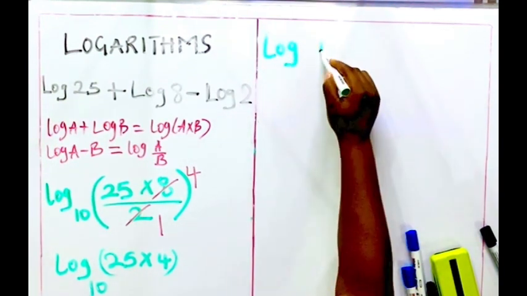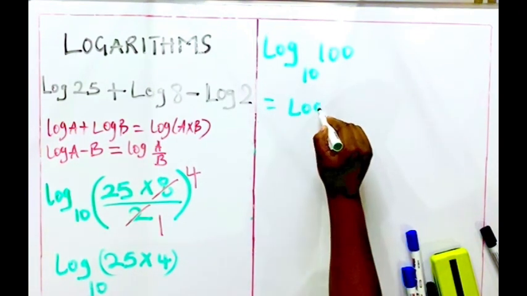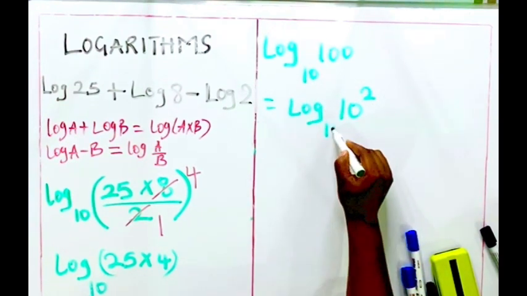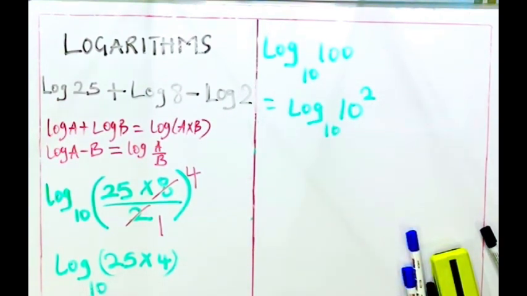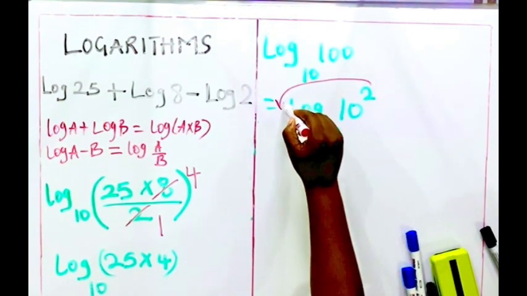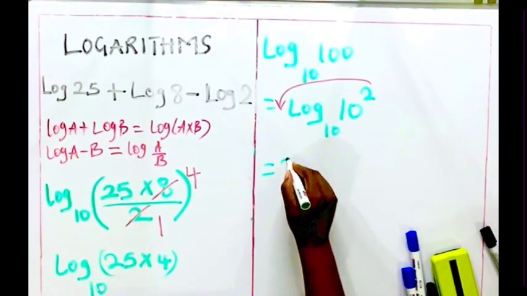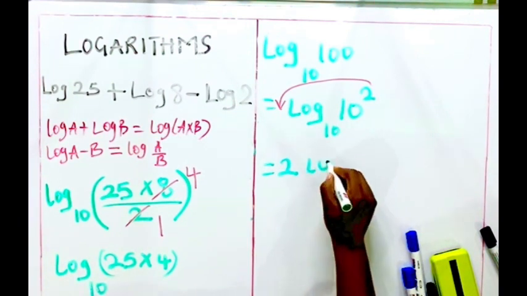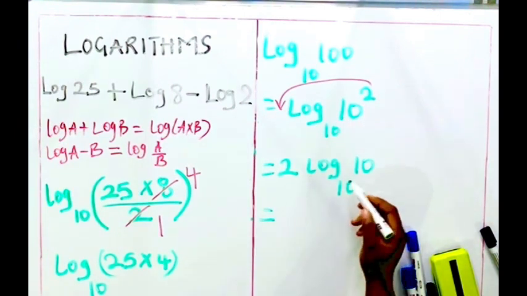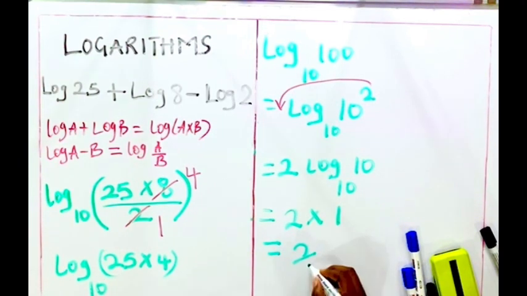Twenty-five times 4 is 100 to base 10, and in index form, 100 can also be written as 10 to the power 2, base 10. Remember that the index of 2 will move over to the front. This will be written as 2 log 10 to base 10. Log 10 base 10 is the same thing as 1, and 2 times 1 is 2.